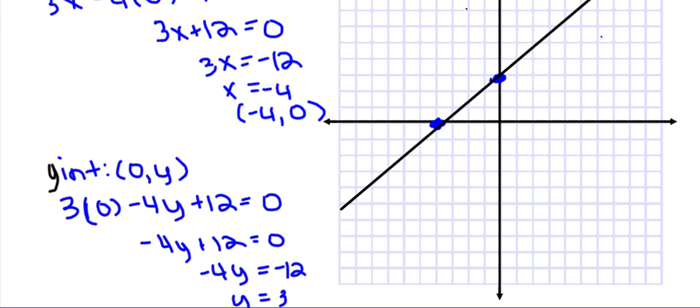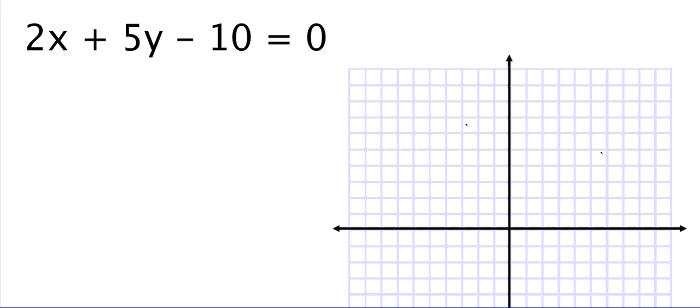There's one more example that I'd like you to try. The equation 2x plus 5y minus 10 equals 0. But we're going to end the video here, so you can try this example on your own and bring it to class tomorrow, and you can check it in class.